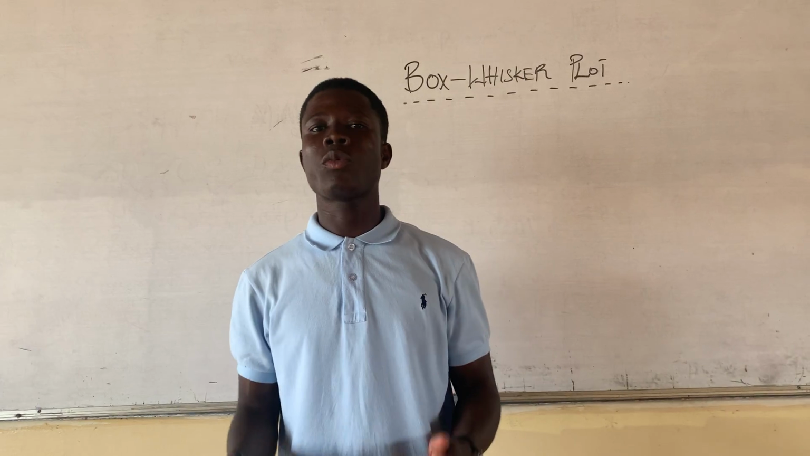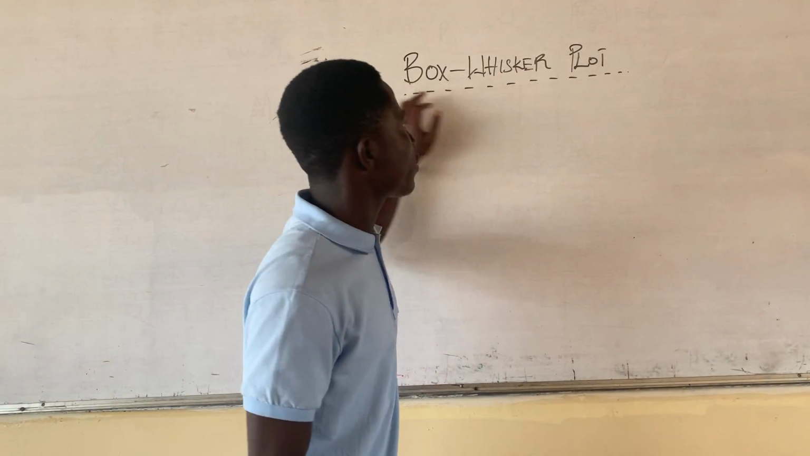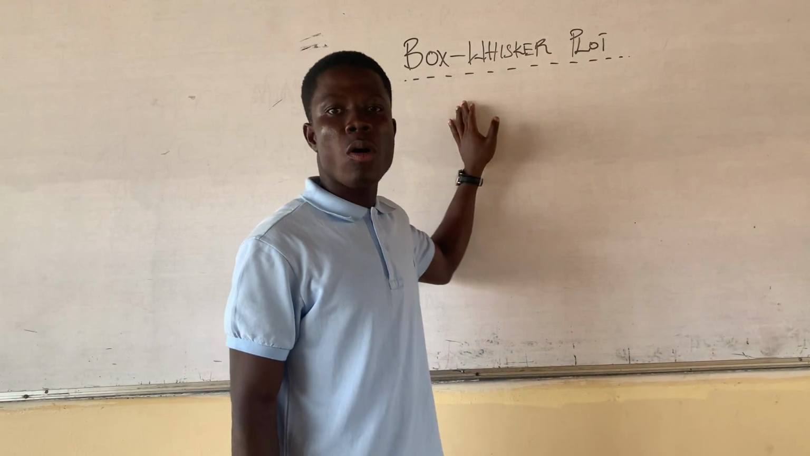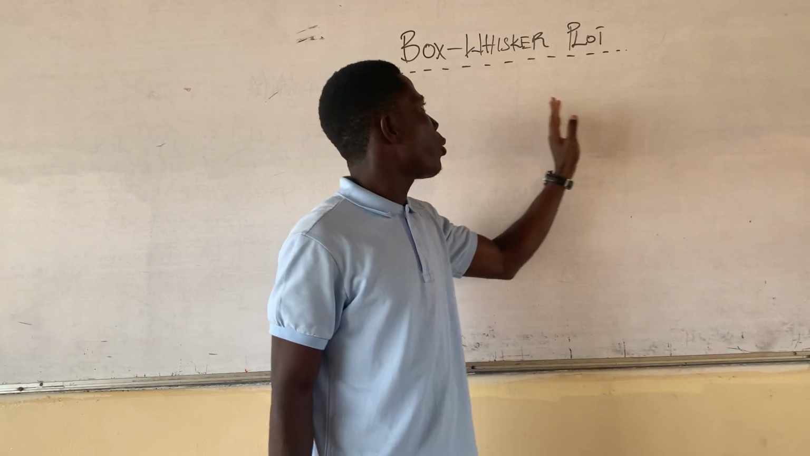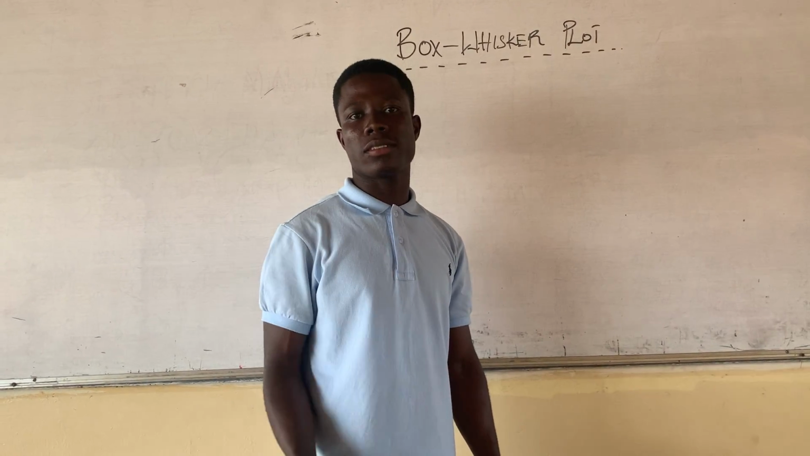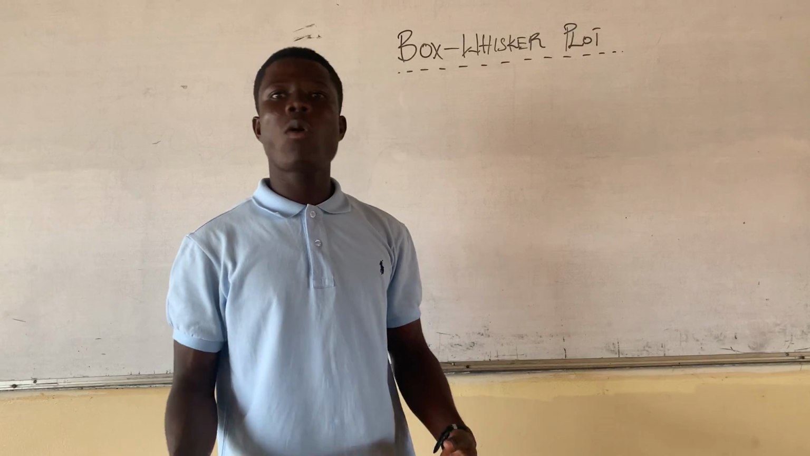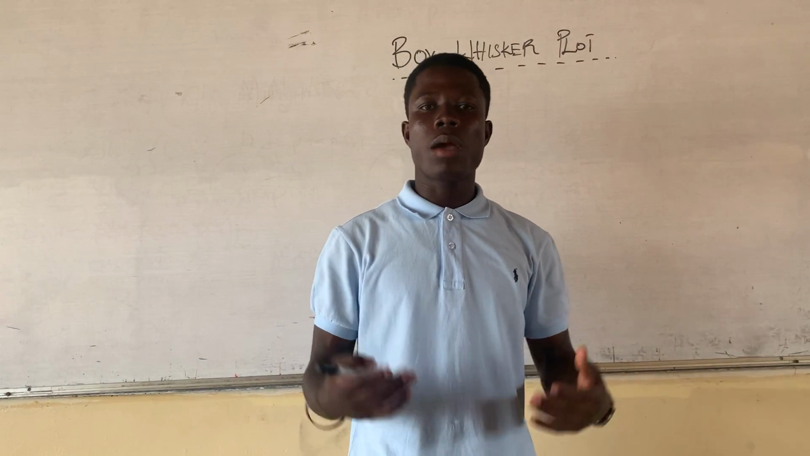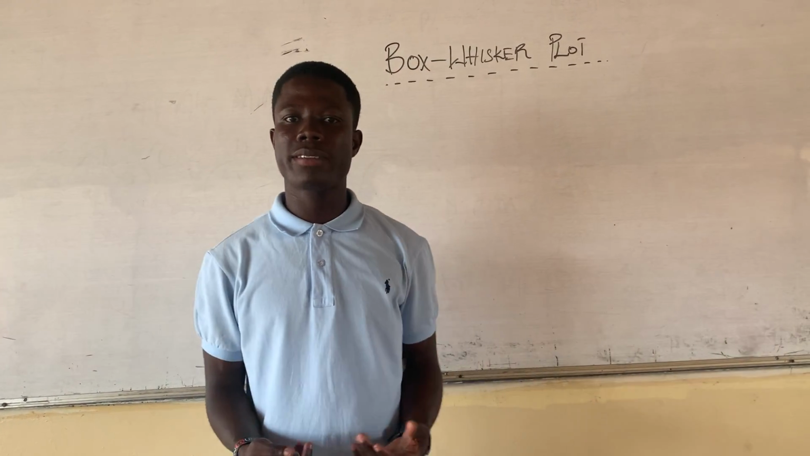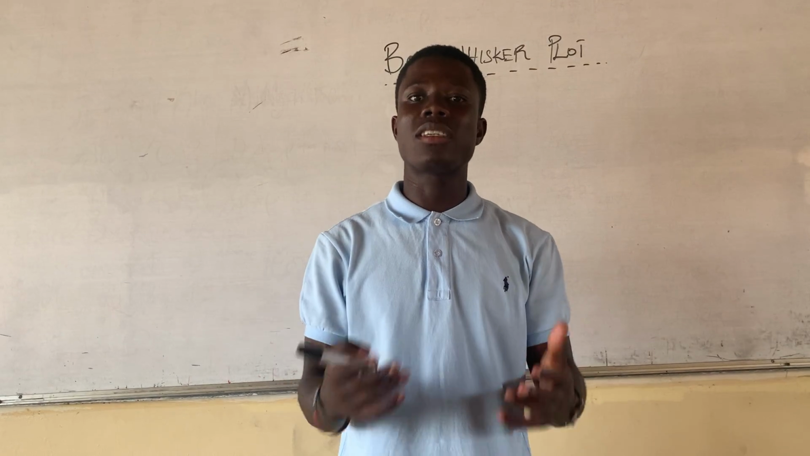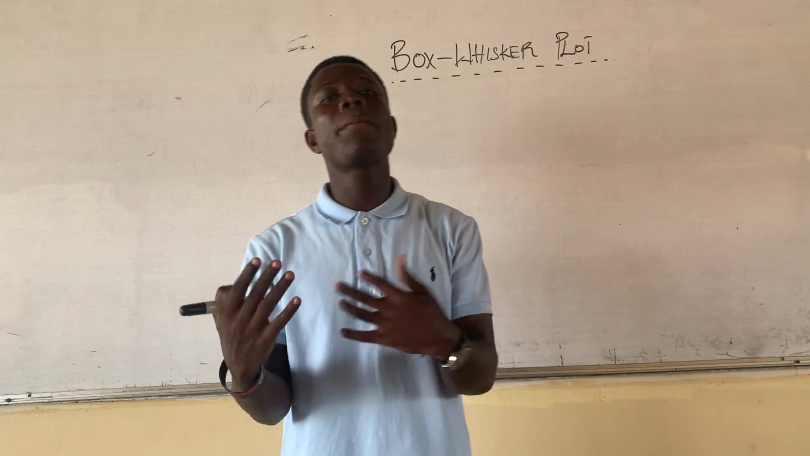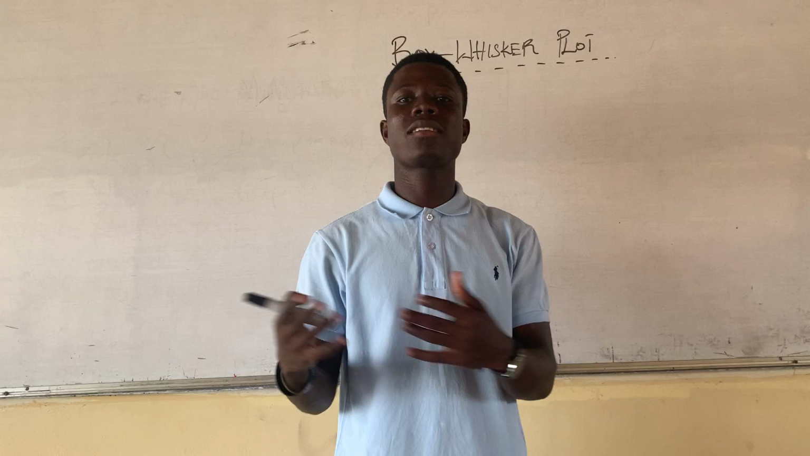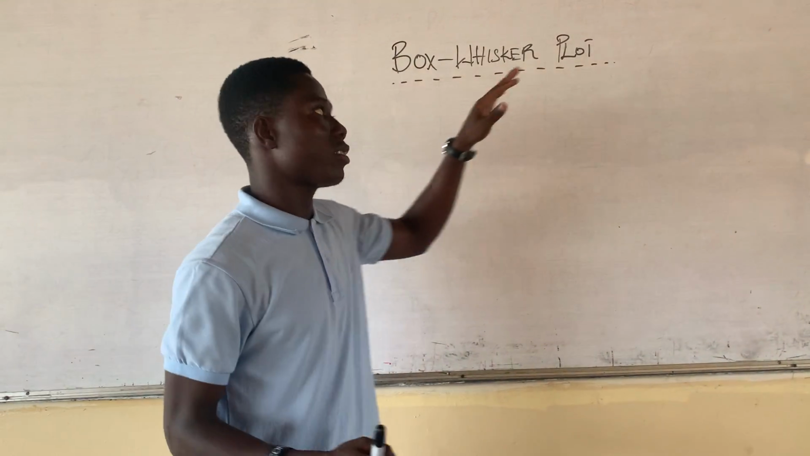In today's session, we are going to look at a box and whisker plot. A box and whisker plot is a descriptive statistic. So one may ask, what is a box and whisker plot? A box and whisker plot is a graphical method of displaying variations in a data set. So the graphical method of displaying variations in the data set is called a box and whisker plot.